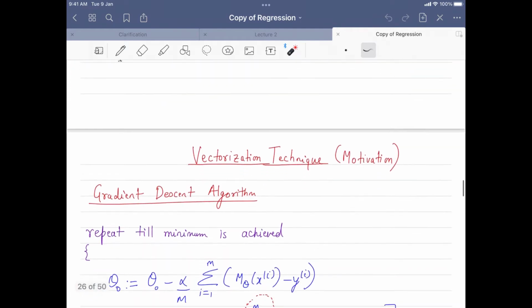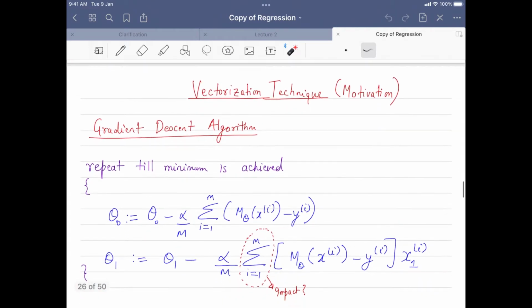So the technique of converting these summations, the ones written over here, into a matrix format is also called vectorization. So we try to vectorize the code, we try to make the code faster by making vector implementations of these expressions. Basically it means we convert these expressions into matrix format so that we can implement them faster.